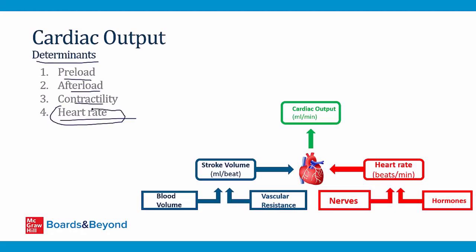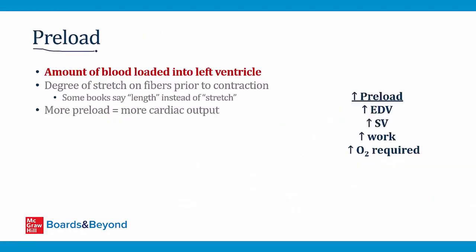Now, the heart rate is fairly obvious, but we're going to talk about in the next few slides these 3 parameters and what they mean and how they change to modify the cardiac output. So preload means exactly what it sounds like it means. It means the amount or the volume of blood that's loaded into the left ventricle with each cardiac cycle. It can also be defined as the degree of stretch on the myocardial fibers in the ventricle prior to contraction. That's because the more volume you put in the left ventricle, the more you stretch those fibers. Some books will say length instead of stretch, but it means the same thing. It's how much stretch you are putting on the myocytes by filling it with a large volume of blood. That's the preload.